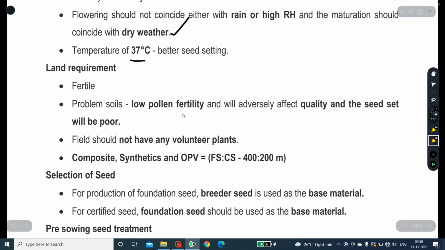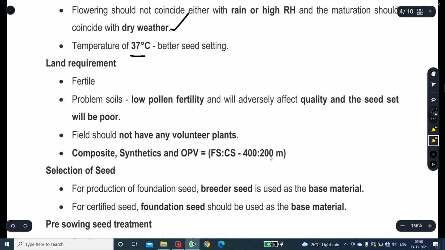The previous crop should not be the same crop, to avoid the occurrence of volunteer plants. If they are present, they should be removed to be accepted for certification. So the field should not have any volunteer plants. The isolation distance for foundation and certified seed is 400 and 200 meters respectively.